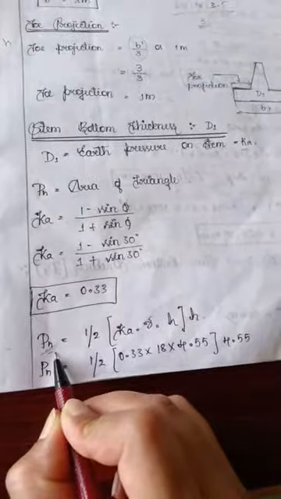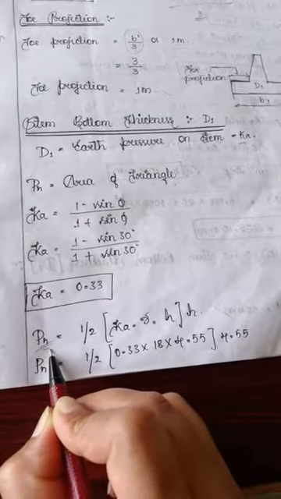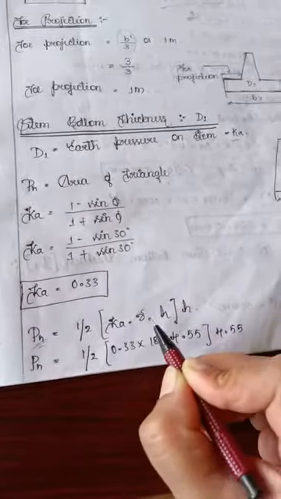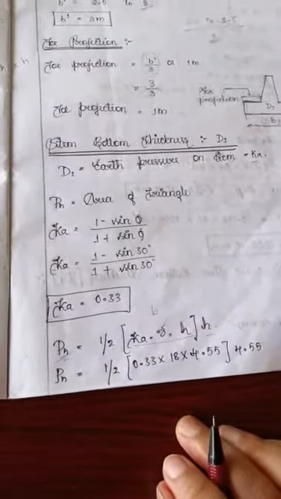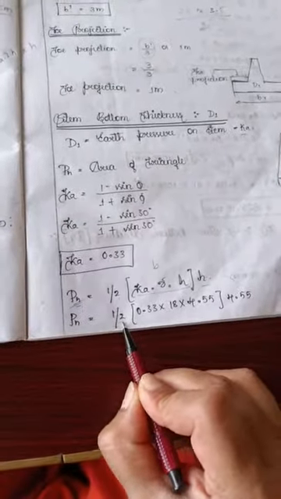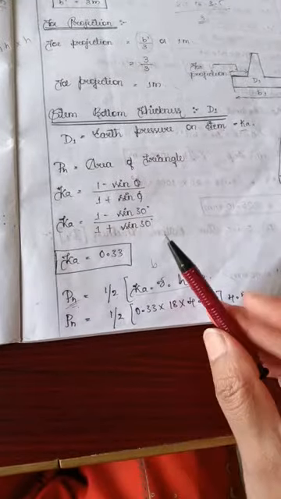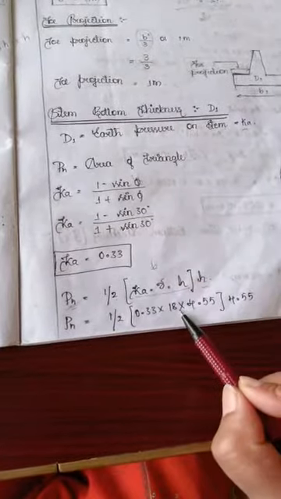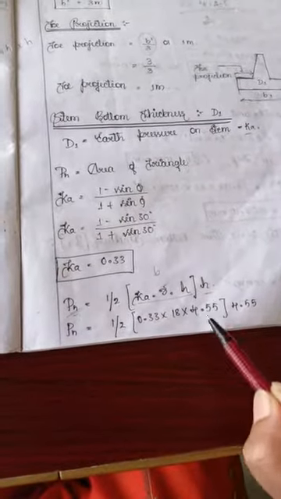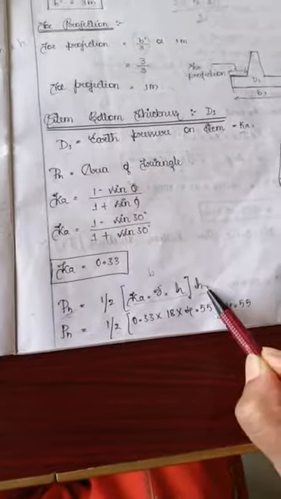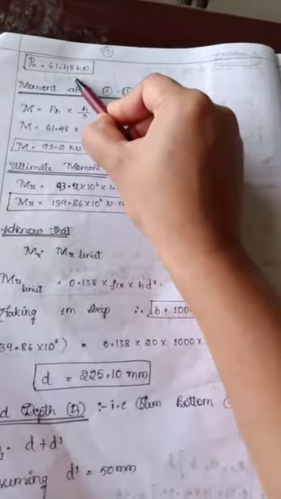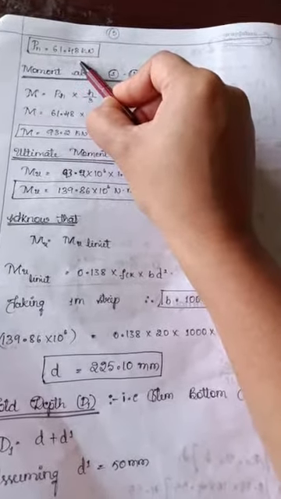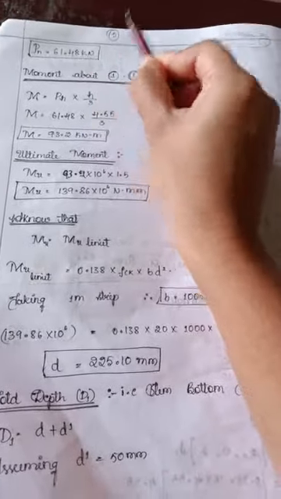After that, we substitute that value in this formula. pH is the total pressure on the wall. We find it using half into base into height, where this is the base of the triangle. Ka we already found as 0.33, the density of earth is 18, the height of the stem is 4.55, and once again the height of the stem is 4.55. Then we get the total pressure on the wall: pH is 61.48 kilonewton.